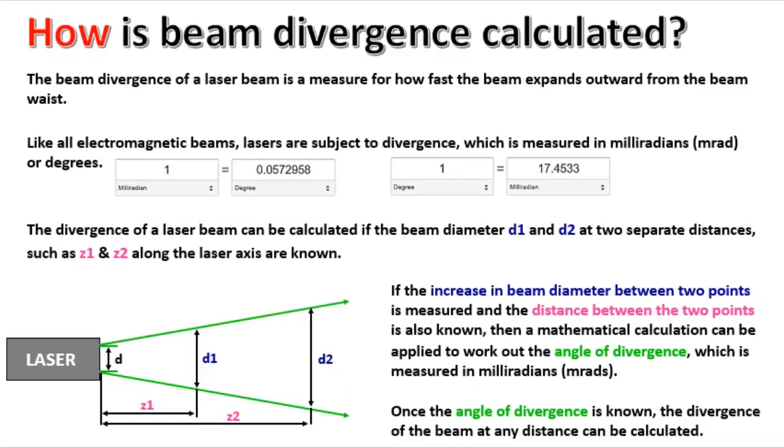How is beam divergence calculated? The beam divergence of a laser beam is a measure for how fast the beam expands outward from the beam waist. Like all electromagnetic beams, lasers are subject to divergence, which is measured in milliradians, mrads, or degrees. The divergence of a laser beam can be calculated if the beam diameter d1 and d2 at two separate distances, such as z1 and z2 along the laser axis, are known. If the increase in beam diameter between 2 points is measured and the distance between the 2 points is also known, then a mathematical calculation can be applied to work out the angle of divergence, which is measured again in milliradians or mrads. Once the angle of divergence is known, the divergence of the beam at any distance can be calculated.